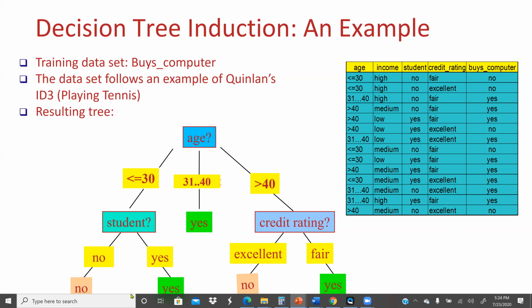A leaf normally has only a parent but no children. The root has no parents but has children. Then the inner nodes may have both parents and children. So the credit rating node has a parent, which is age, and also has two children down here.